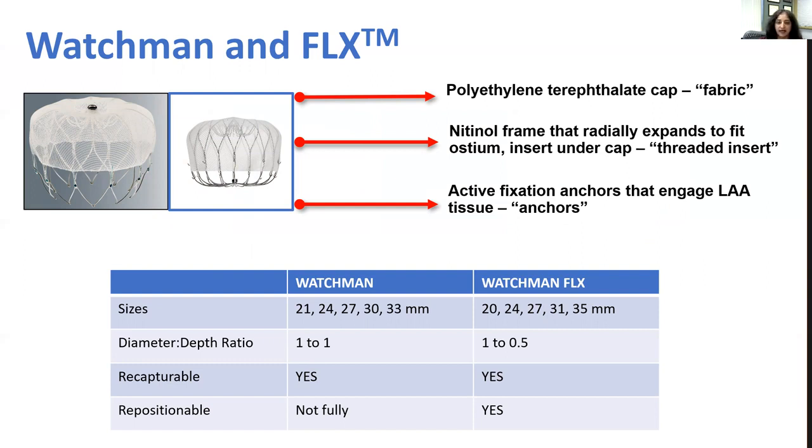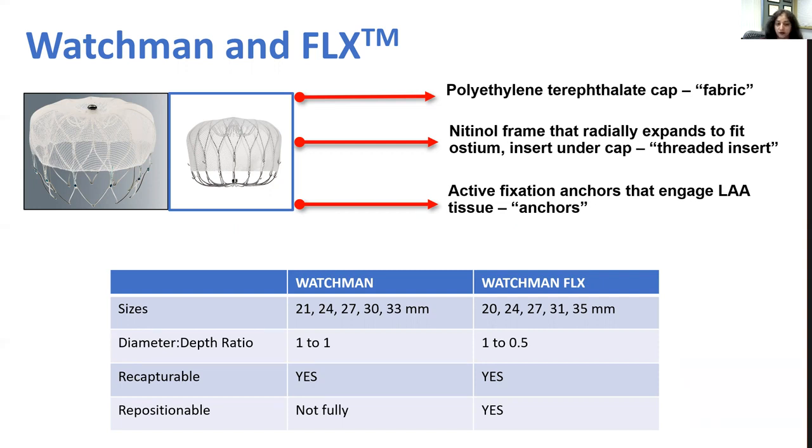Then you also have these active fixation anchors that engage with the LAA tissue and also hold the device in place. And then finally, you have a fabric that goes over this. Below the device, the appendage generally thromboses, and then this fabric helps protect that layer until you have an endothelialization over the entire device, and you've effectively excluded the left atrial appendage.